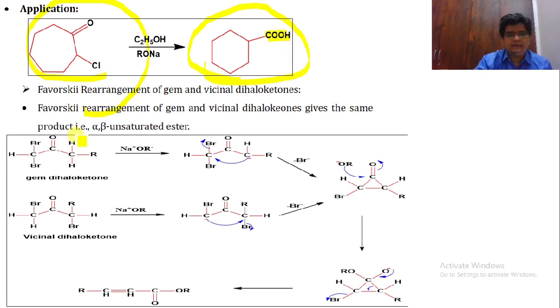Okay, now let us understand Favorsky rearrangement with geminal and vicinal dihaloketones. Now let us understand what geminal and vicinal are. In geminal, when we are having a similar type of group, that is Br and Br, attached to the same carbon, then it is known as a geminal dihaloketone. Now when we are having similar groups attached to different carbon atoms, then it is known as a vicinal dihaloketone. Now let us understand its mechanism.